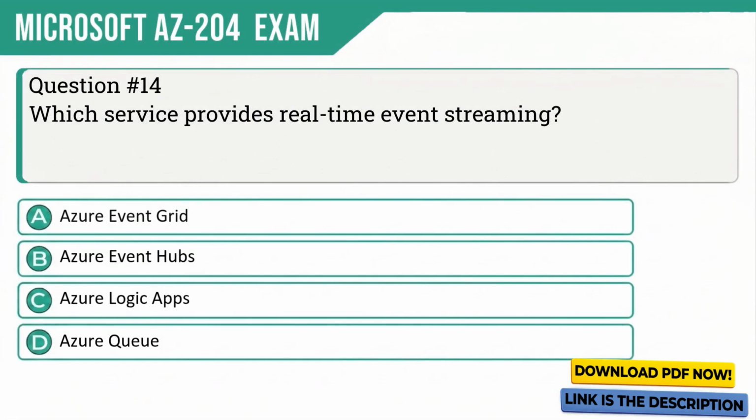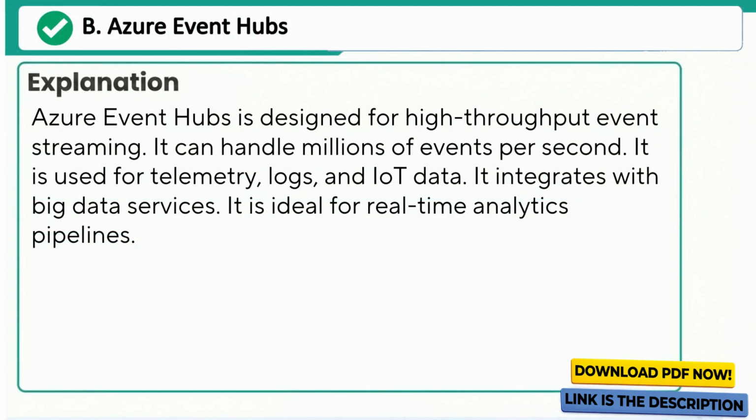Question number 14. Which service provides real-time event streaming? A. Azure Event Grid. B. Azure Event Hubs. C. Azure Logic Apps. D. Azure Queue. Correct answer, B. Azure Event Hubs. Explanation: Azure Event Hubs is designed for high-throughput event streaming.